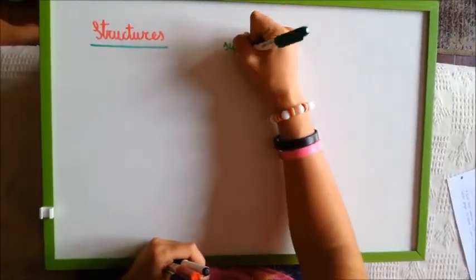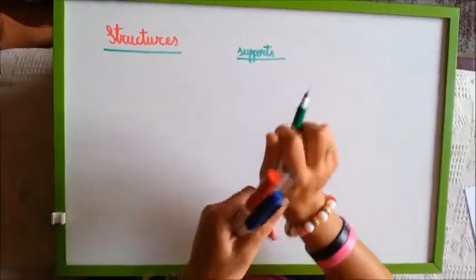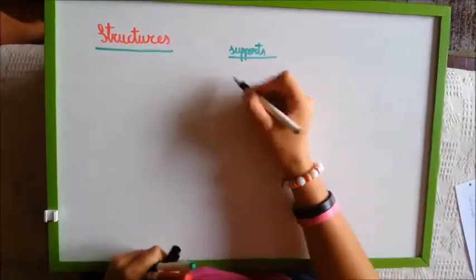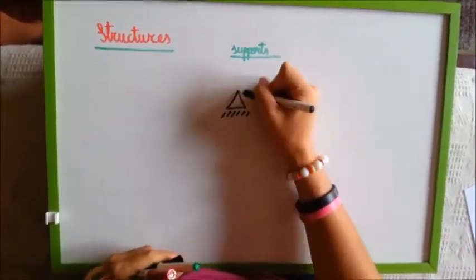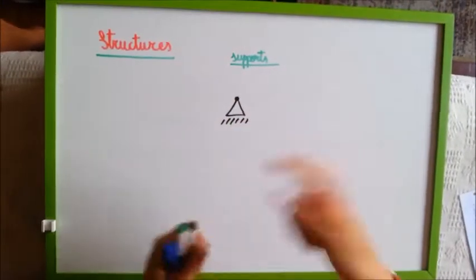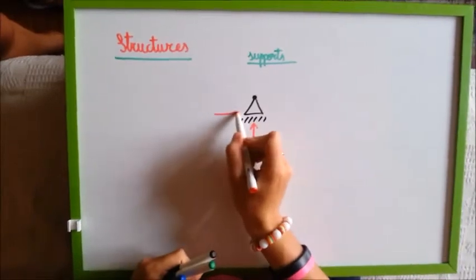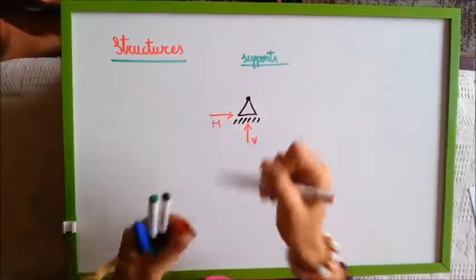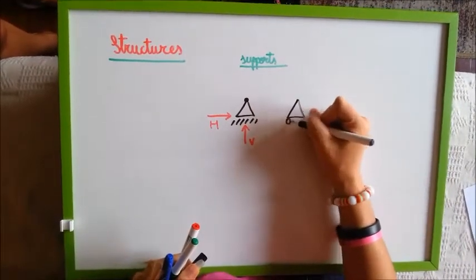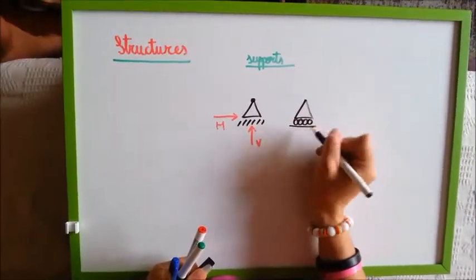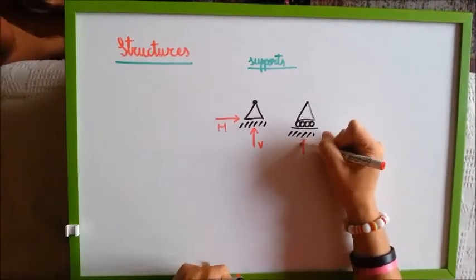So, first, let's start with the supports. We have two types of supports. This one, when we have this drawing, we will have to draw a vertical force and a horizontal force. But instead, if we have the simple support drawn like this, we only have a vertical force.